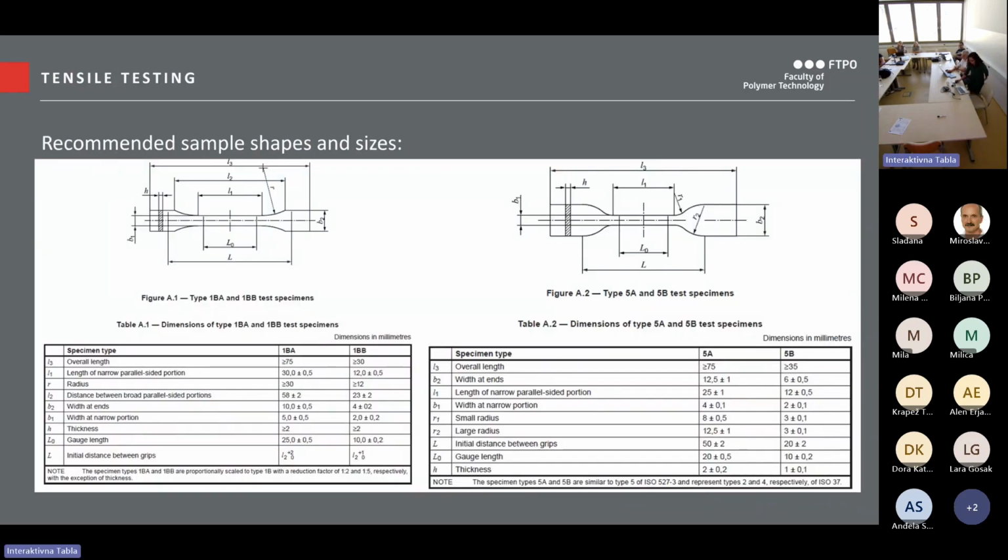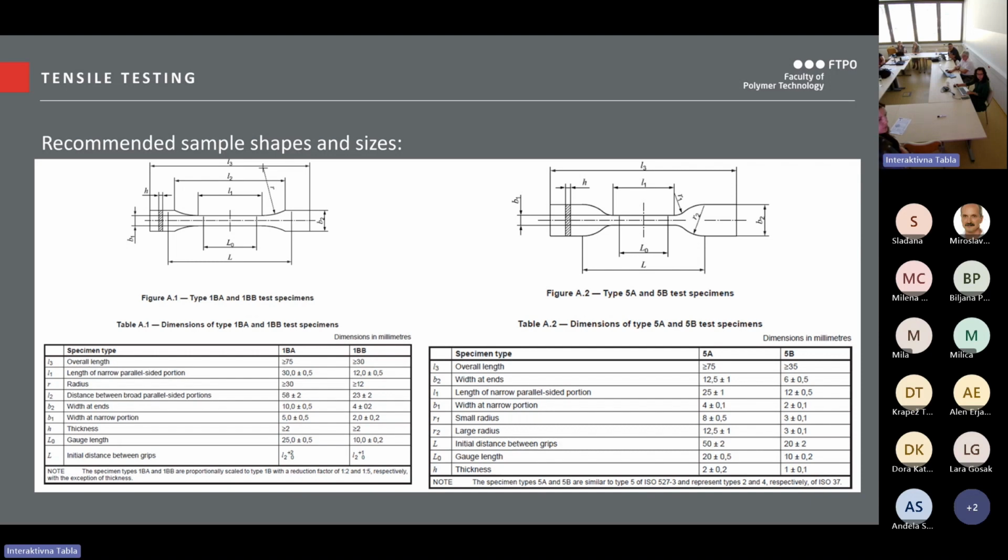Sample sizes and shapes are also given in the standard. With ISO 527, we have two recommended shapes. It's either 1BA or 5A and 5B. The numbers 1 and 5 give us the shape, and the letters, BA or AB, give us the size. We will use today in the practical workshop the samples of type 1BA.